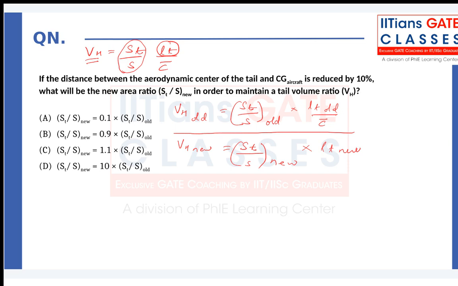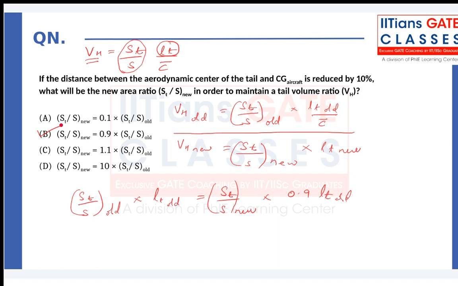How do we equate these two equations? So it will be ST upon S old into LT old is equal to ST upon S new into, it's reduced by 10%, so it's 0.9 LT old. So yes, the two of you who've gotten, will it be C? It's reduced by 10%, right? So it will be 0.9. Two people have gotten B, so yes, the correct answer is B.